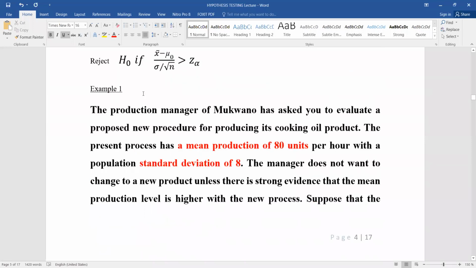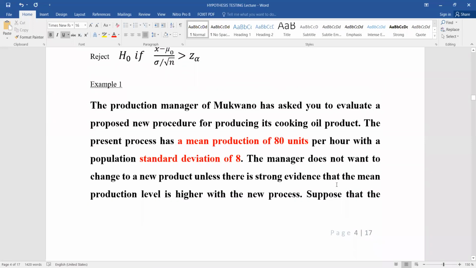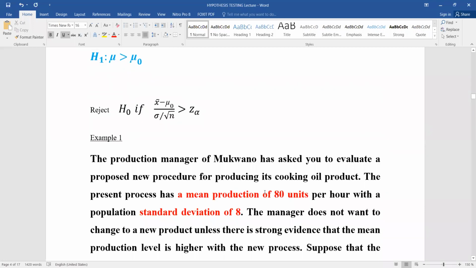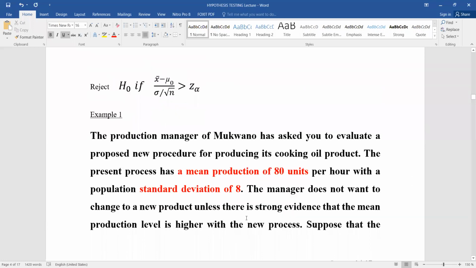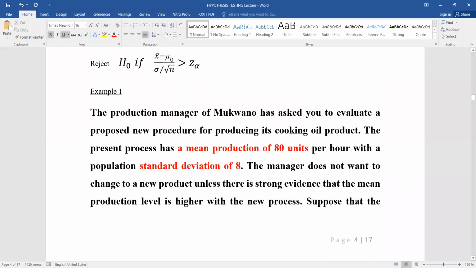The production manager of Mukwano has asked you to evaluate the proposed new procedure for producing its cooking oil products. The present process has a mean production of 80 units per hour, with a standard deviation of 8. That is our population mean, mu. The manager does not want to change to a new process unless there is strong evidence that the mean production level is higher with the new process.